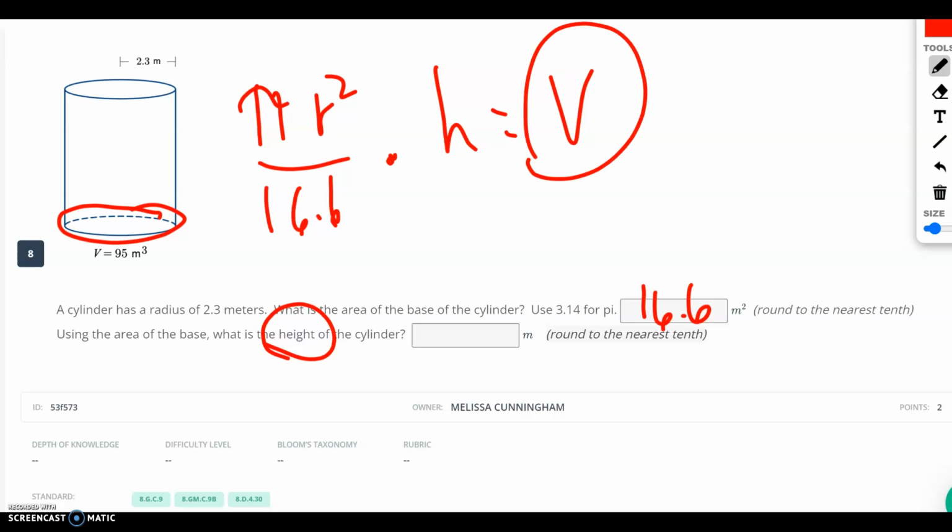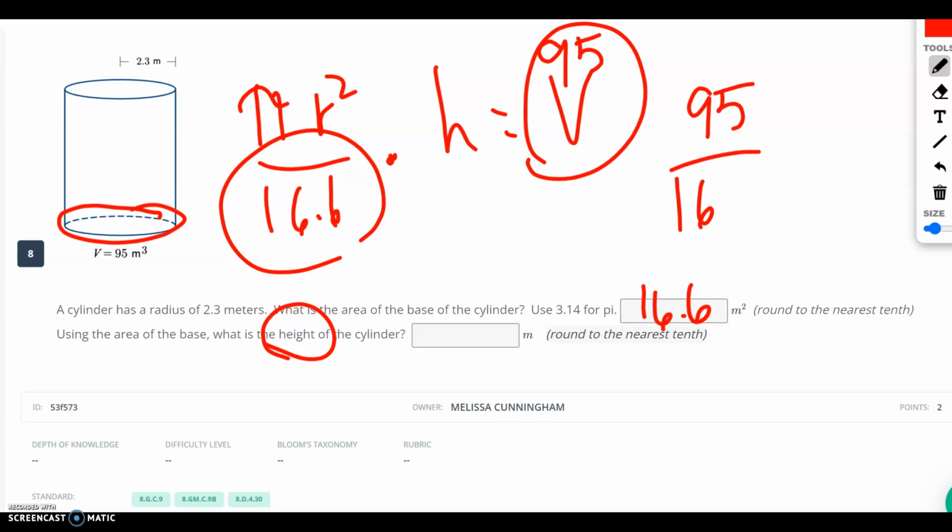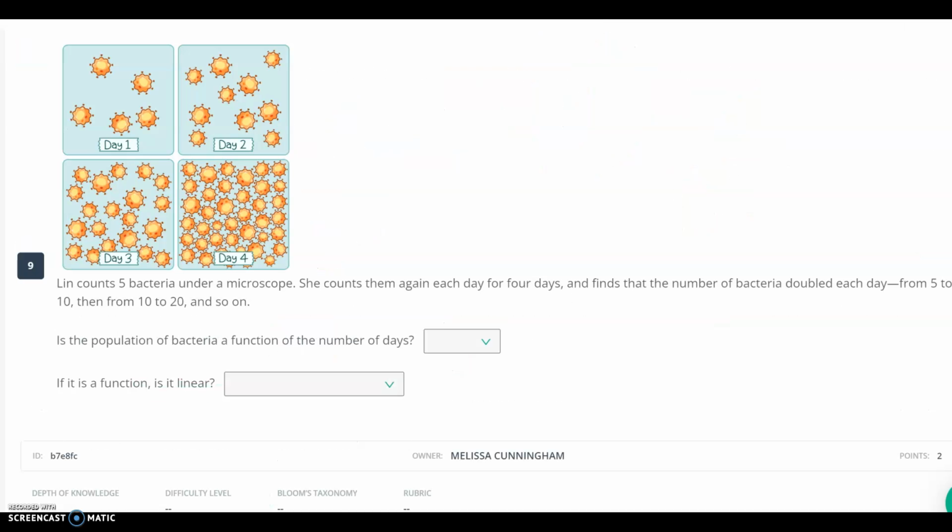So since we know the whole and we know a part, we have to divide. So what are we going to have to do? We know the volume is 95. So we're going to take our 95 and divide it by 16.6. When we do that, we're going to get a height of 5.7.